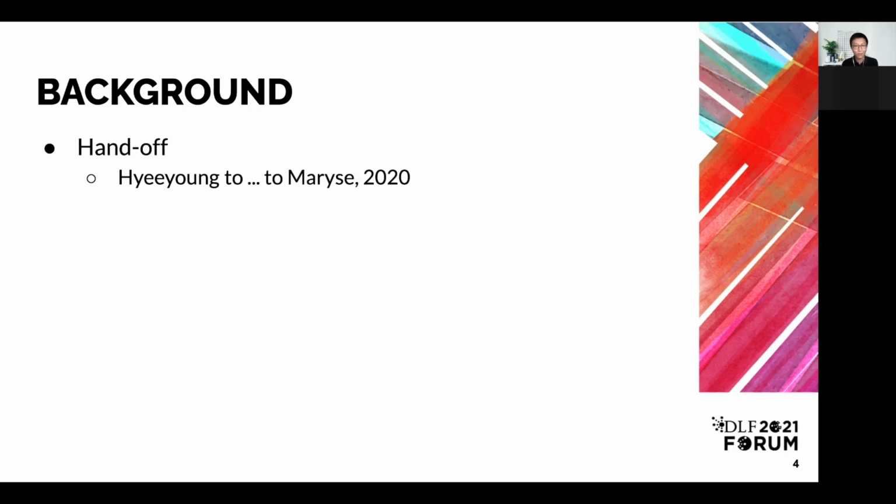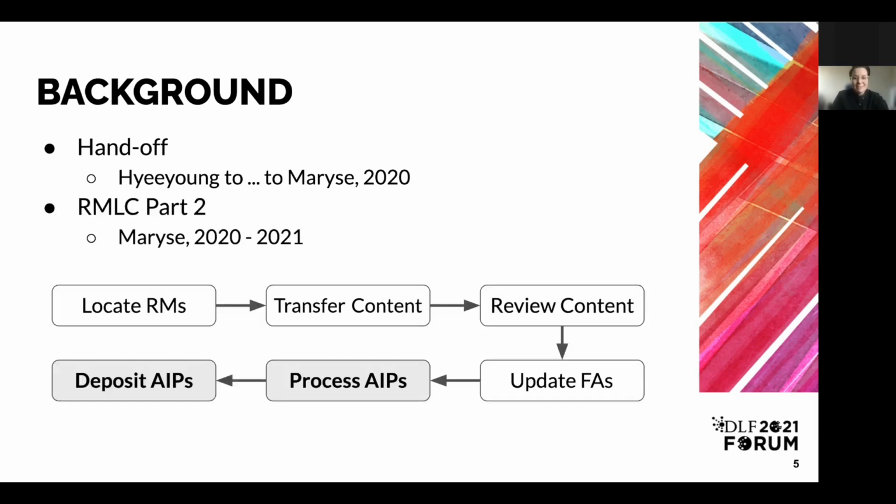In March 2020, I moved to the Briscoe Center at the University of Texas at Austin. This meant part 2 had to be led by someone else. Maryse, who was the removable media technician at the time, stepped in. Maryse? By the time I stepped in, there were only 2 tasks left: processing the archival information packages and depositing them into a digital repository.